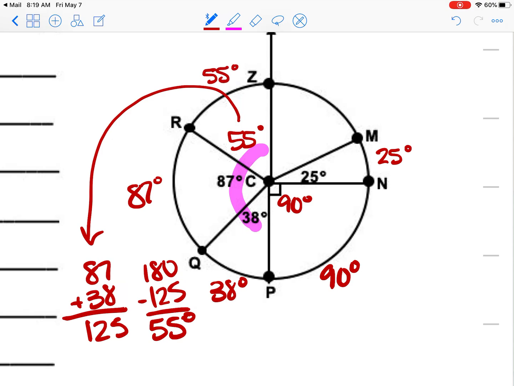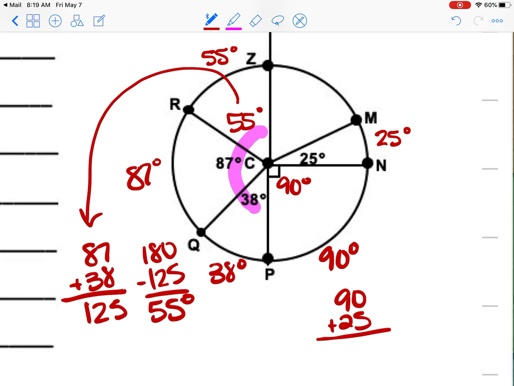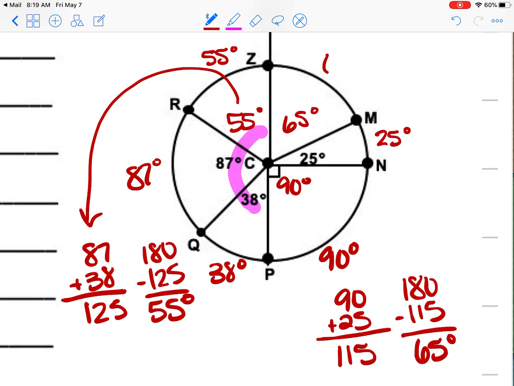And we can do the same thing on this other side, or we can add them all up and subtract from 360, but that's a little bit more work. So we can say 90 and 25, which gives us 115. 180 minus 115 is going to give us 65, which gives us that piece there. Now you have everything you need.